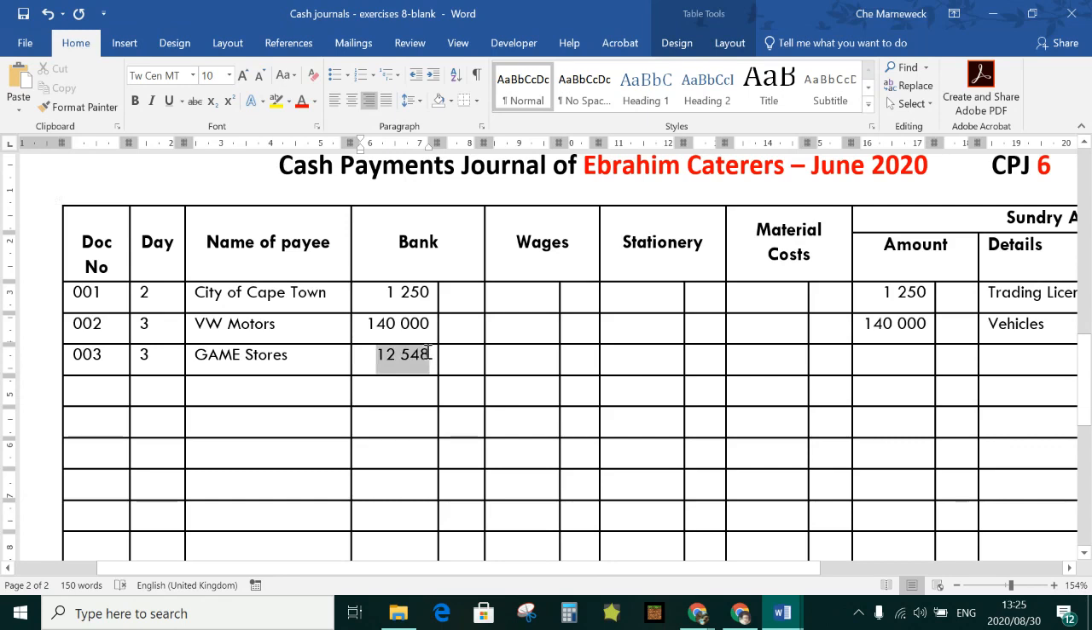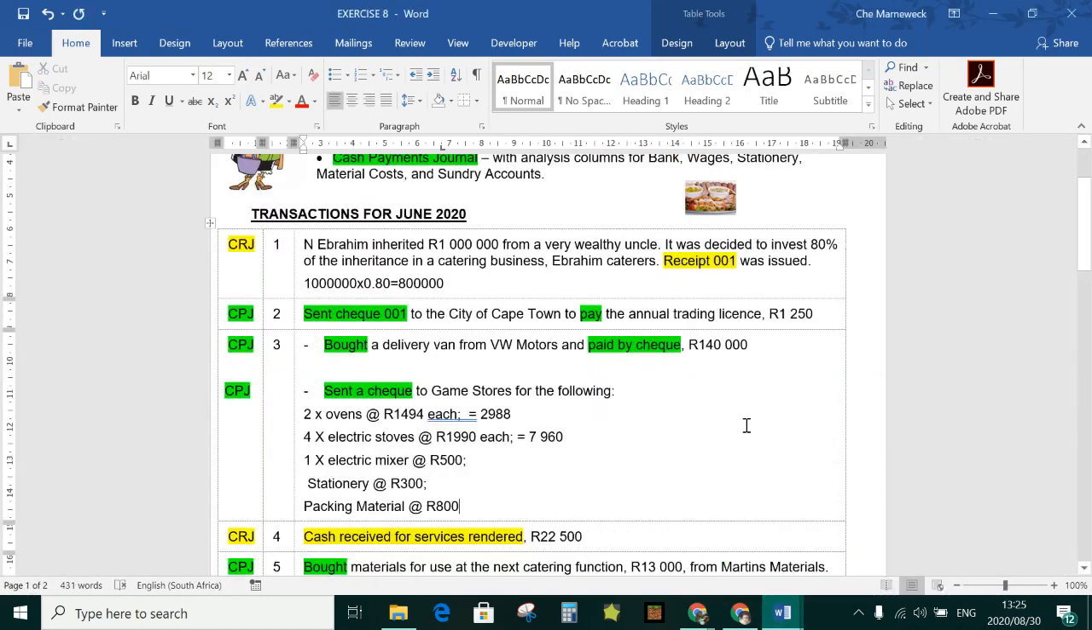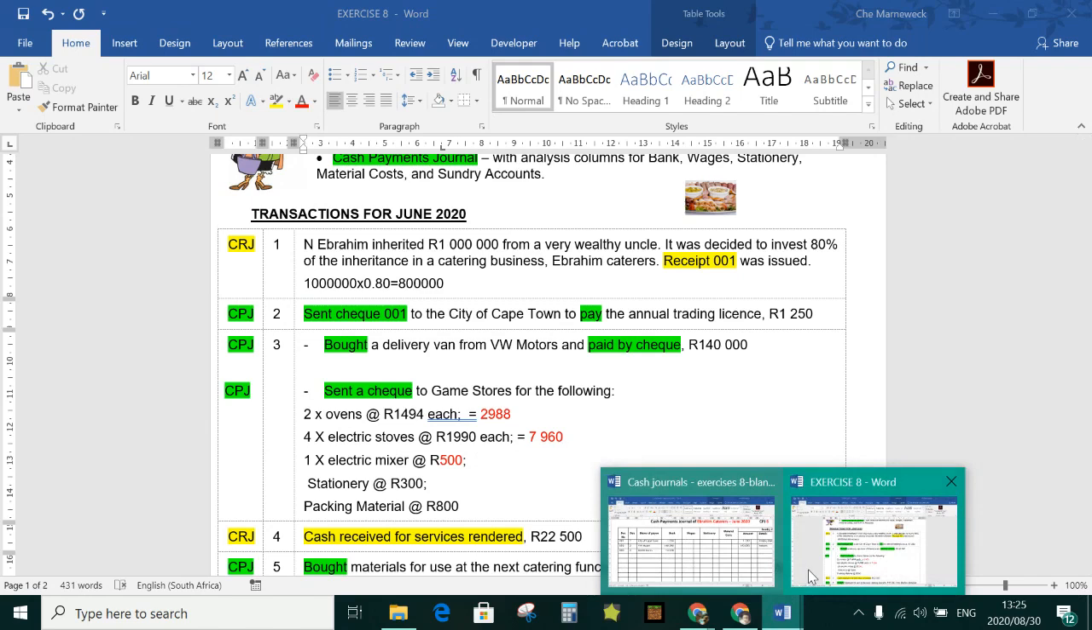12,548 Rand. We now need to separate it into the different things that we are purchasing. So number 1, equipment. We need to add 2,988 plus 7,960 plus 500. So appliances, furniture, these are equipment. So we need to add those 3 values together, and you should get 11,448 Rand for equipment.